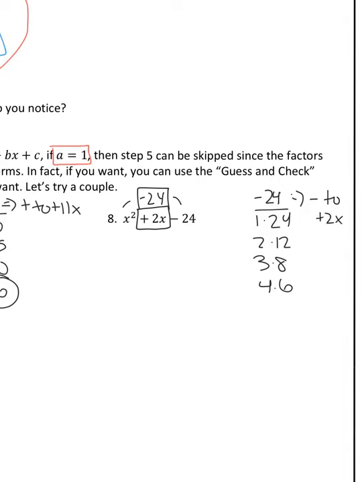So when I look at these ones, these two are my subtraction. And we need a positive 2x. That means that the 6 needs to be positive, the 4 needs to be negative. So we can go straight to our answer. This has to be an x. That has to be an x. x minus 4, x plus 6.